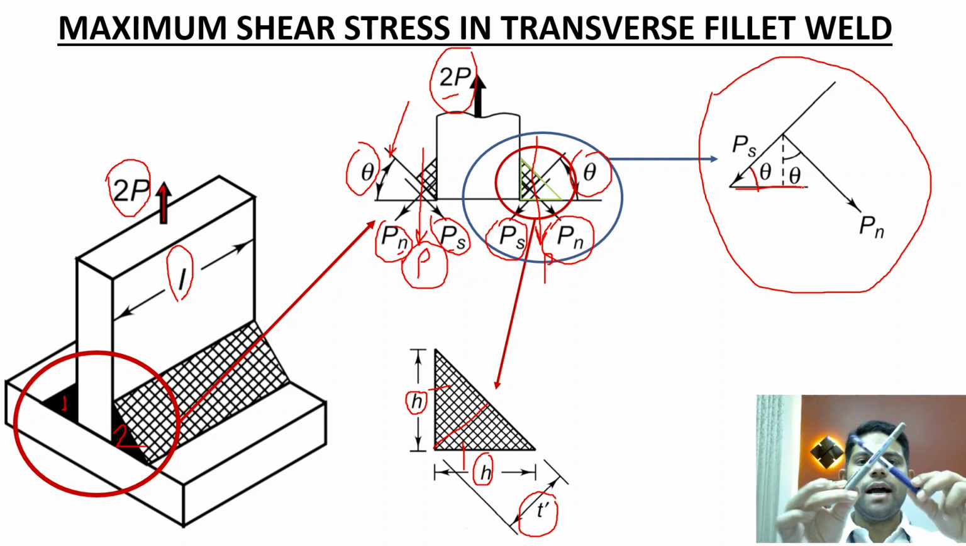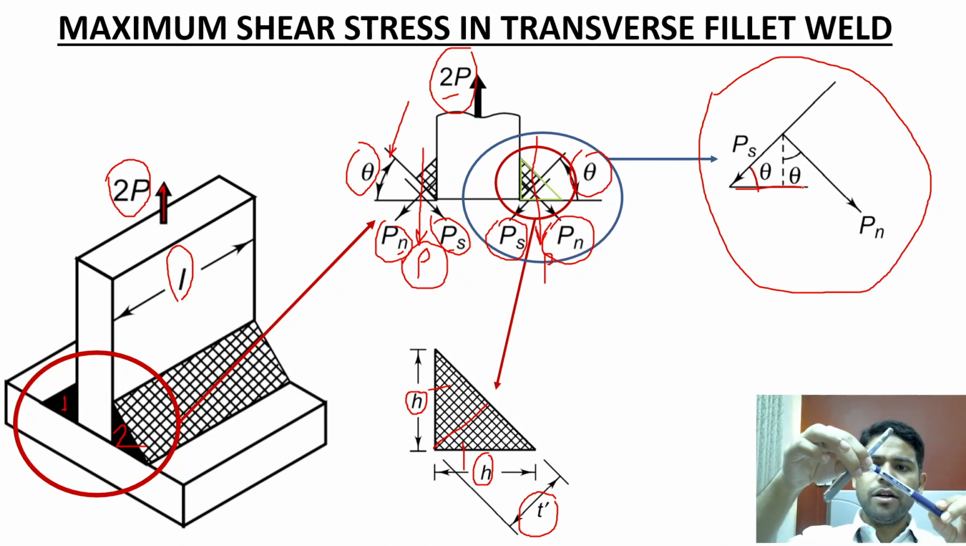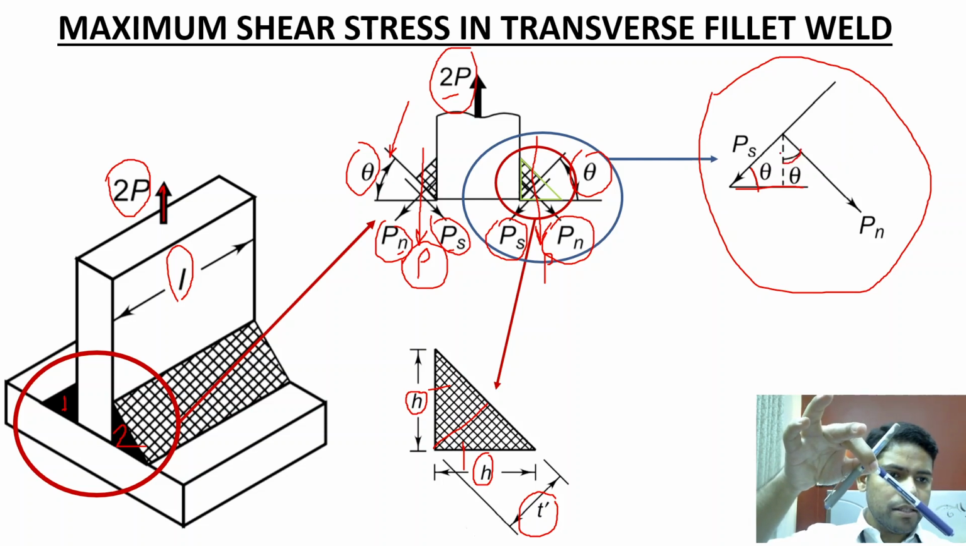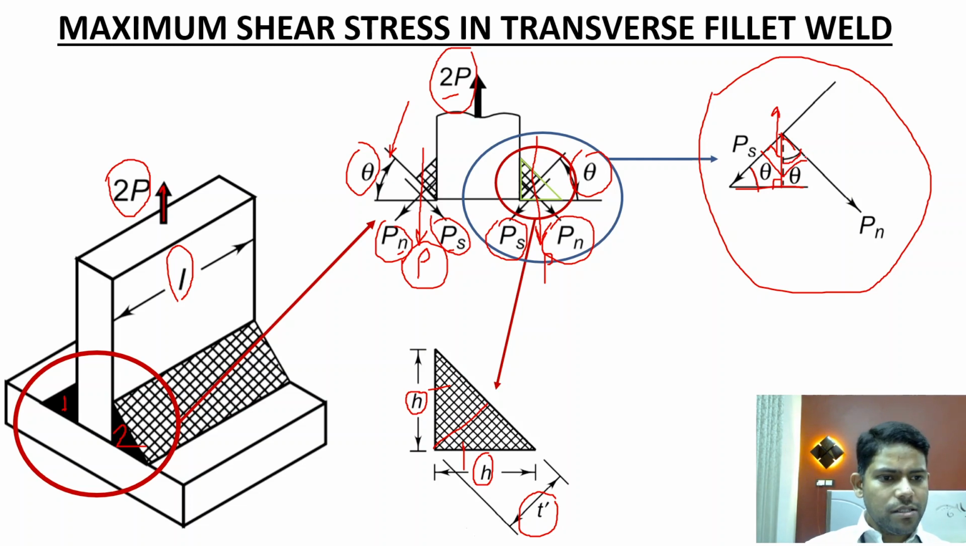The second force which is acting is a normal force which is perpendicular to PS, and this force again is at an angle of theta with the vertical plane. This force is perpendicular to this force, so this complete angle is 90 degrees, and this is your angle theta, this is again 90 degrees, which makes this angle 90 minus theta. Since this complete angle is 90, this makes this angle theta. So your normal force is acting at an angle theta with the vertical plane.